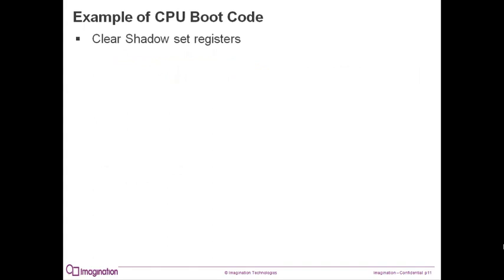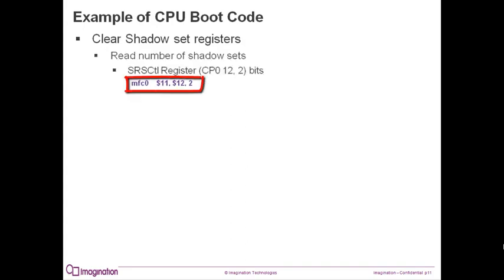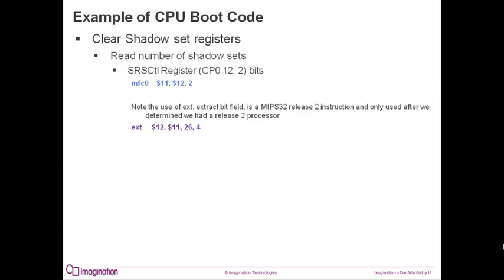Just like the general purpose register set, we also want to initialize the shadow register sets to 0 if we have them. First, the code will read the shadow register set control register. Then it will extract the highest shadow register set number, which is the number of shadow register sets. These bits 26 through 29 are extracted using the extract instruction. It will start extracting from register 11 at bit 26 and go for 4 bits and place the value in the low order bits of register 12.